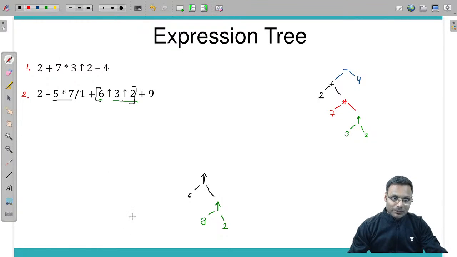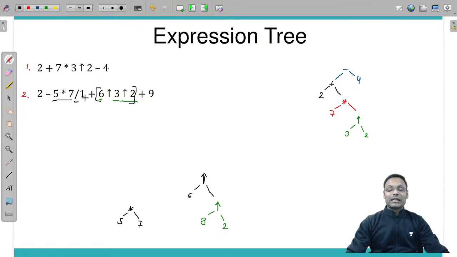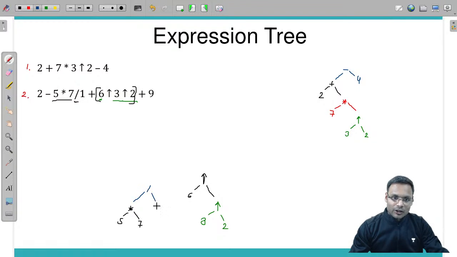I will solve multiplication first. Multiplication of 5 and 7 first. After that you need to solve this division, just because multiplication and division are left associative. So next you will solve division. Division के लिए left operand is 5 into 7, right operand is 1. So left operand is this for division and right operand is 1.